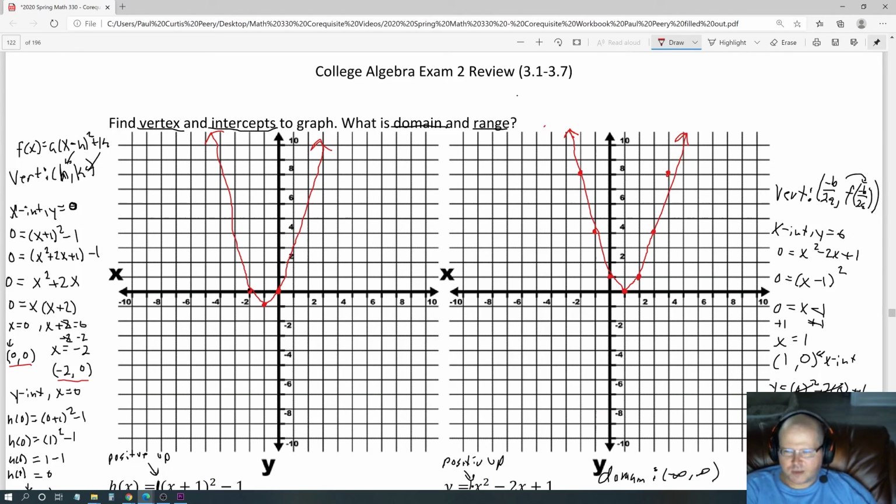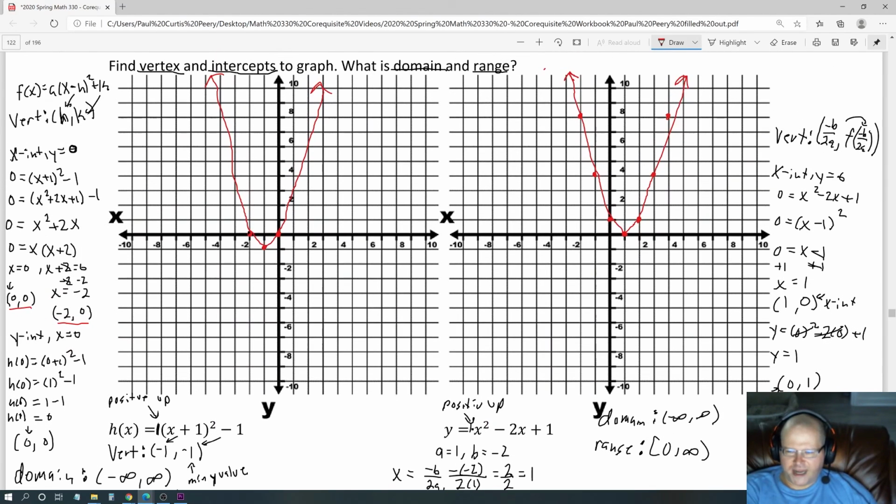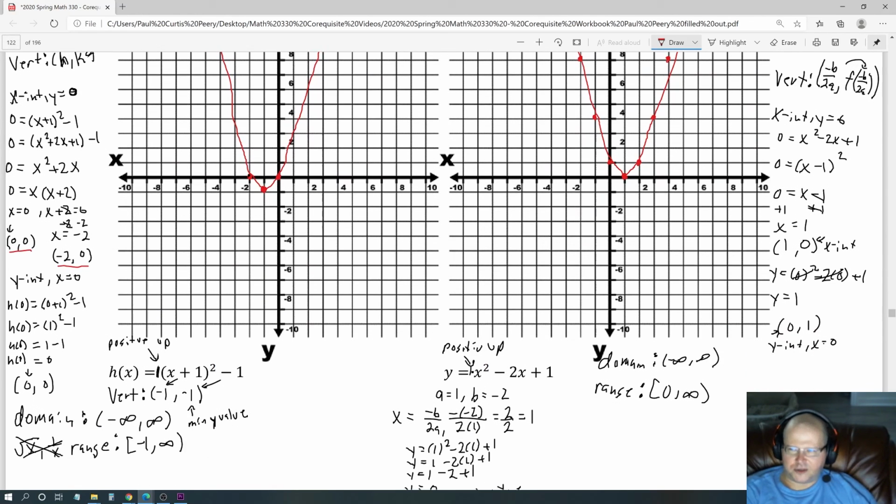Okay, so that's what it looks like, and that just verifies what we said. We said the range was 0 to infinity. Notice that I use a bracket on both of these ranges because we are including 0. There's no hole there at the vertex. That point is included in both of these, so we do have to include the y value in that point.